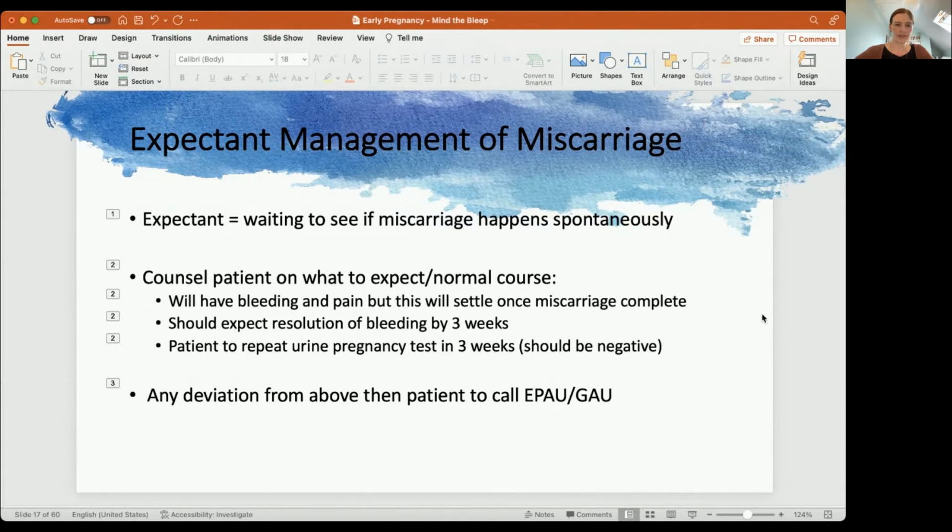They should expect resolution of bleeding by 3 weeks, and they need to repeat a pregnancy test in 3 weeks' time, and it should be negative. And that signals that the miscarriage is complete. With anyone who's having expectant management at home, for any deviation from the above, the patient basically just needs to call their local unit for advice.